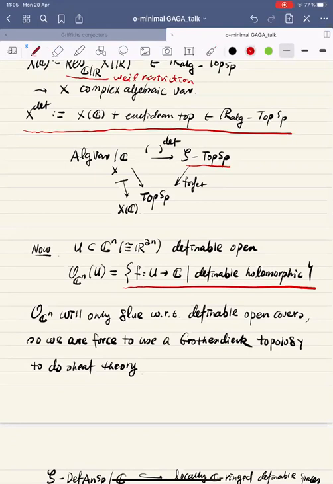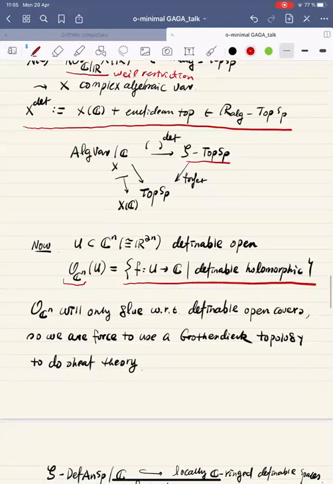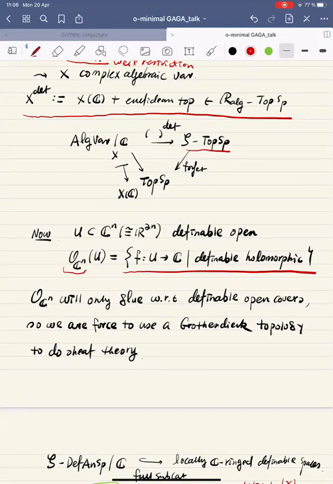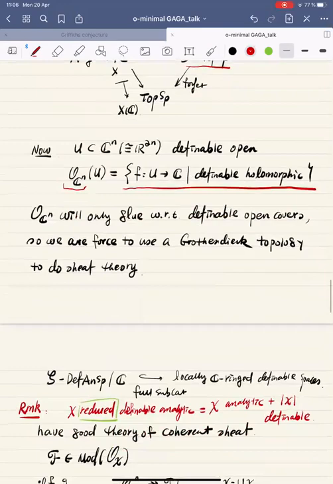But the problem is that we want this to be a sheaf, and in our definition, the cover is a finite cover. For this sheaf, we want to glue local pieces, but the gluing is only with respect to the definable open cover. So we are forced to use some Grothendieck topology to do sheaf theory.